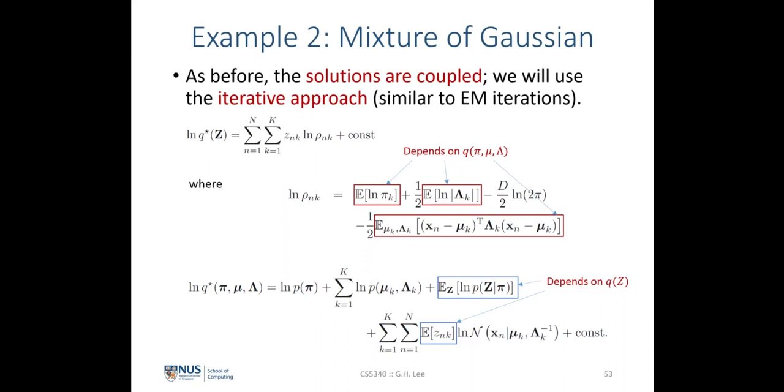So in the first step, we will solve for the optimal solution of Q of Z here. And in this case here, we can see that the optimal solution is given by this equation over here, which depends on Q of pi, mu, and lambda. And we'll first initialize Q of pi, mu, and lambda over here in order for us to solve for this Q of Z.